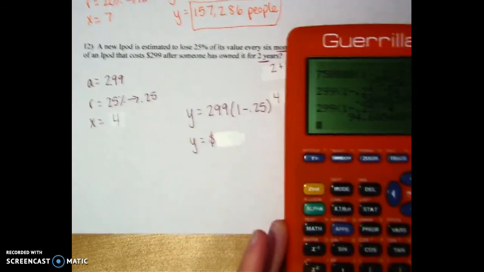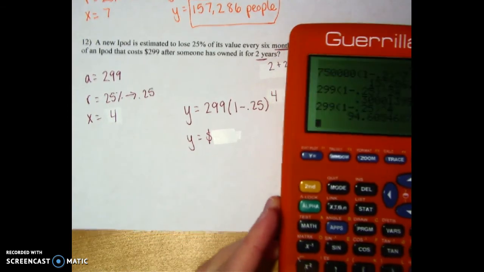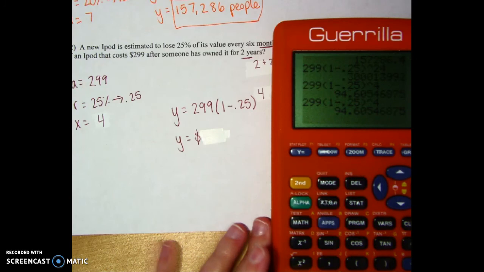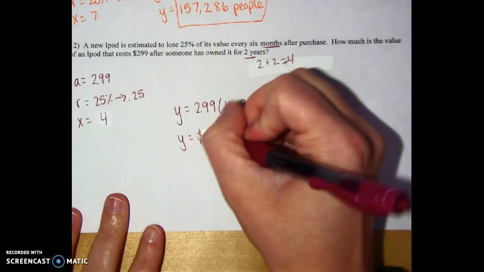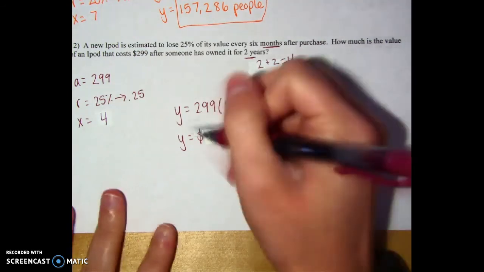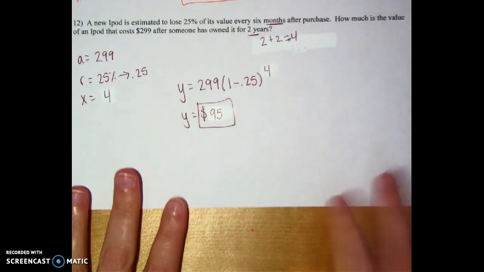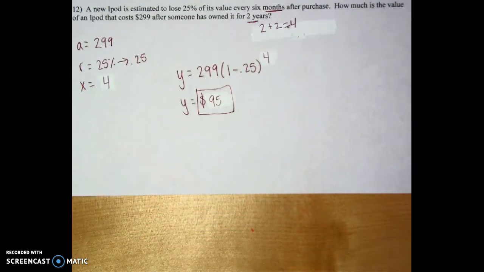But hopefully this number will get us a more realistic number, because an iPod should be worth more than 30 cents. So $299 times 1 minus 0.25 to the 4th power. You can actually see my answer right there. I already tested it out. 94.6, so I'm going to round that to $95. So I'm sorry. It's Monday, so hopefully you can see that that's 95. That is your notes for today.